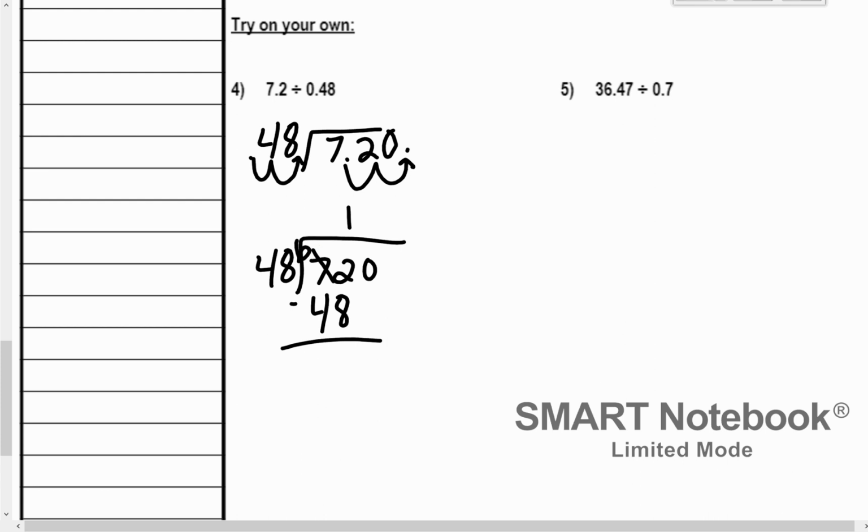Make that a 6 in order to make that a 12. 12 minus 8 is 4. 6 minus 4 is 2. Last step, we bring down that 0. How many times can 48 go into 240? Well, we're just going to have to guess and check.